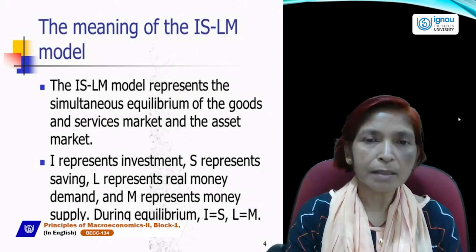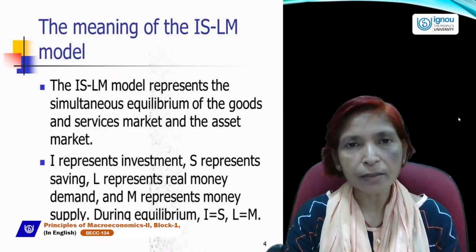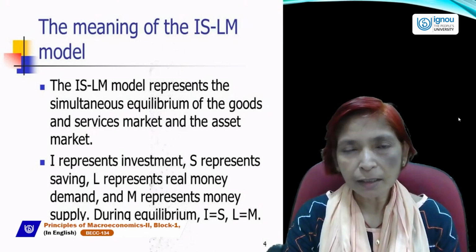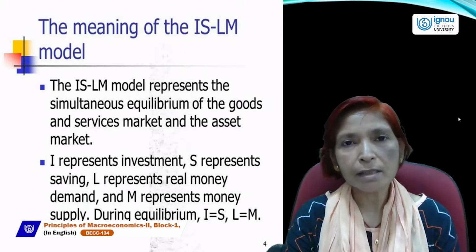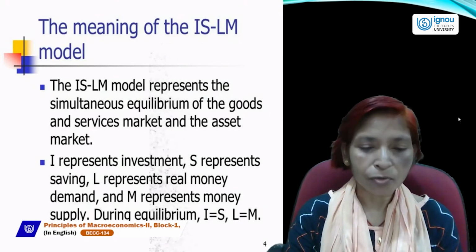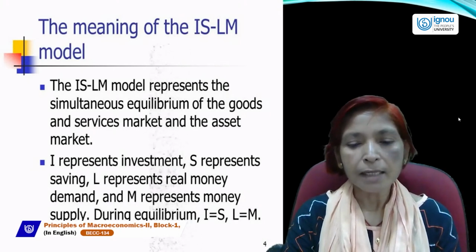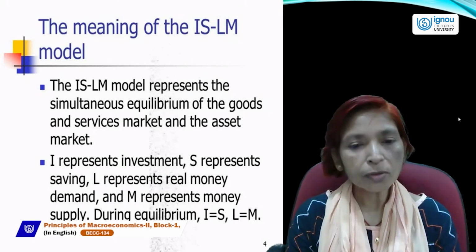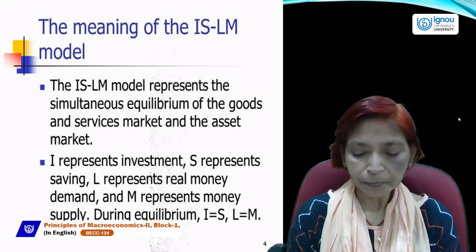Money is supplied by the Reserve Bank of India. All paper currencies, coins, notes, etc. are issued by the RBI, but the 1 rupee note is issued by the Ministry of Finance, Government of India. During the equilibrium situation, I will be equal to S and L will be equal to M. Then equilibrium will be established.